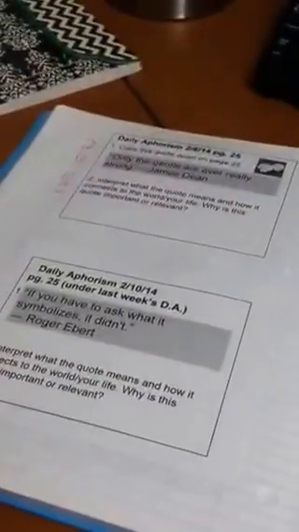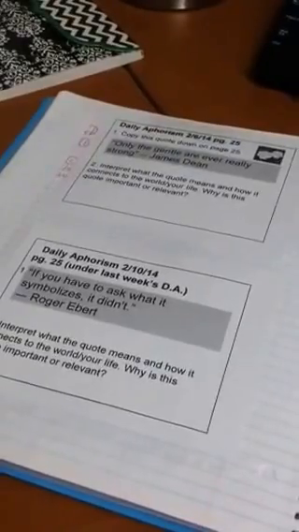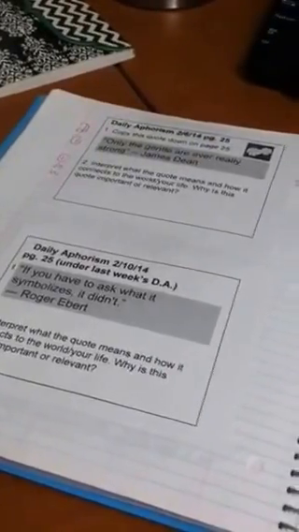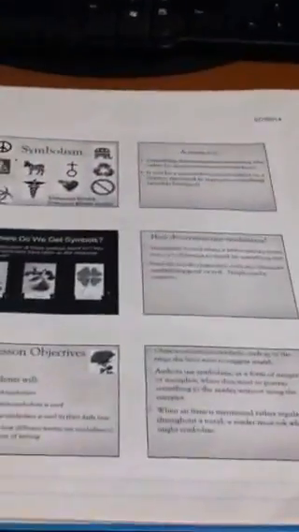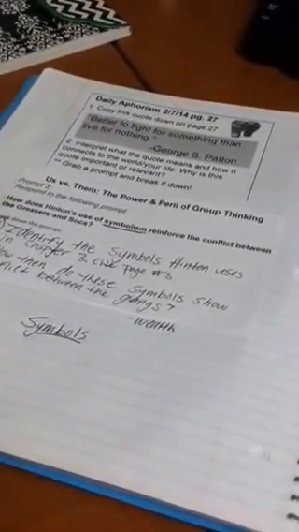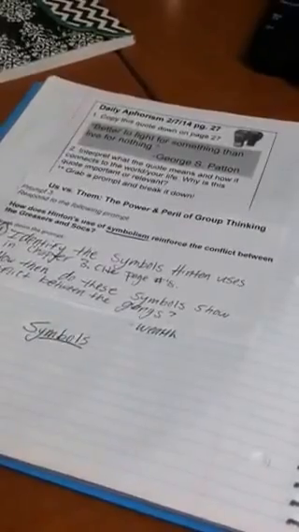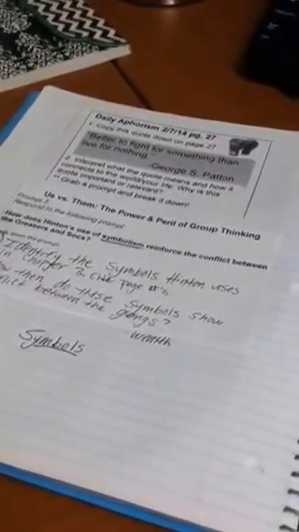On page 25, there's a daily aphorism by James Dean, and also a daily aphorism by Roger Ebert. Across from that are notes on symbolism. Again, yours will be handwritten. These are the slides typed and printed. On page 27 is a daily aphorism by George S. Patton, and also prompt 3 broken down, where we located the symbols located in the chapter. Your response to prompt 3 should be on page 28.